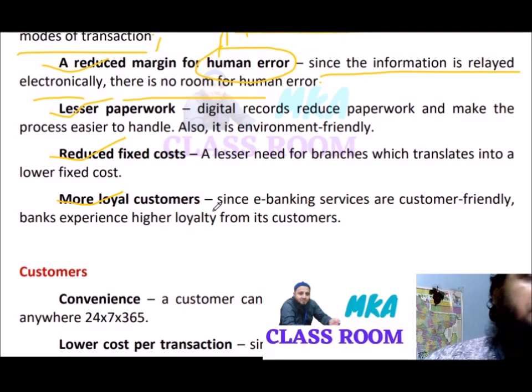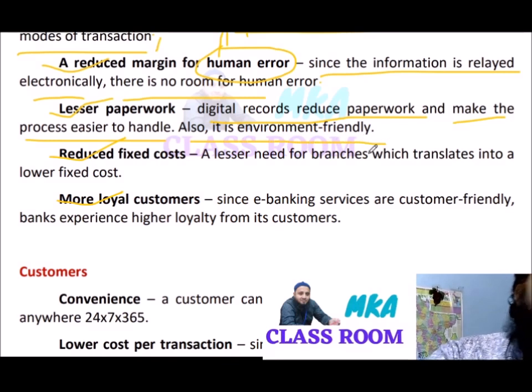Paperwork: it reduces the paperwork, which means it saves money for the banks. Digital records reduce the paperwork and make the processes easier to handle. Also, it is environment friendly, which is very important for our banking industries. Thousands of pages can be stored in a simple piece of chip.